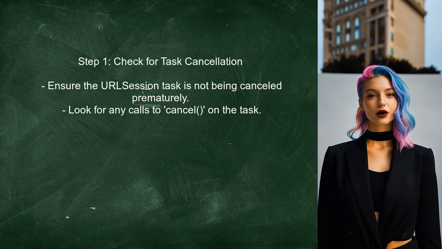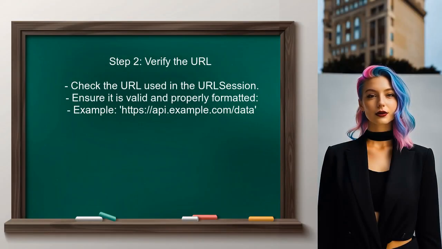To address the HTTP load failed error code -999, the user should first check if the URL session task is being canceled. This error often occurs when a task is canceled before it completes. Next, the user should verify the URL being used in the URL session. An incorrect or malformed URL can lead to this error. Make sure the URL is valid and properly formatted.